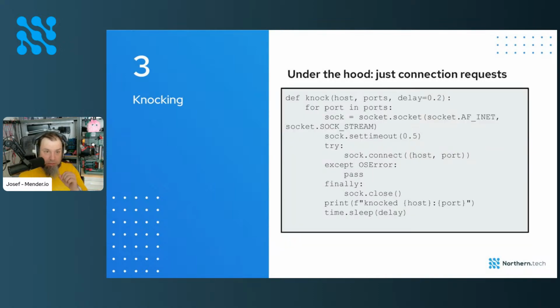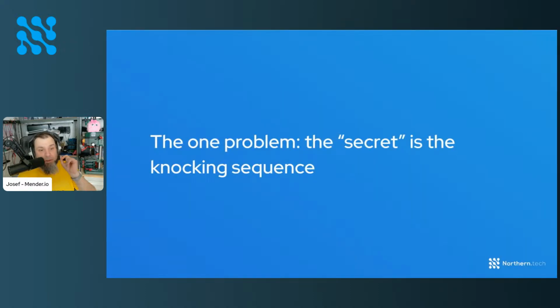How does it work then? Under the hood, it's really just a connection request. This is an example implementation in Python. You can see that there's no magic or whatever. It really just says, hey, connect to that port. And then it times out, but the server knows that something was going on. The secret, therefore, is to knock which ports. That does mean it does not give you user authentication or whatever. It just says, hey, you're hiding ports.